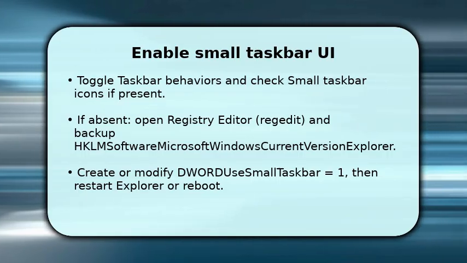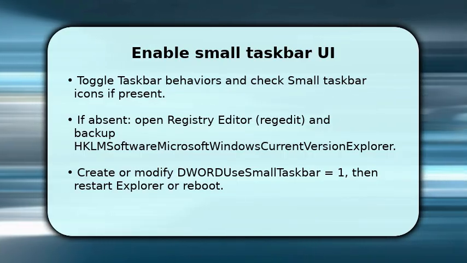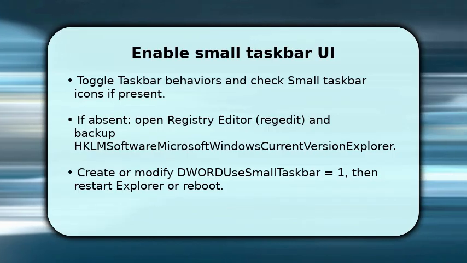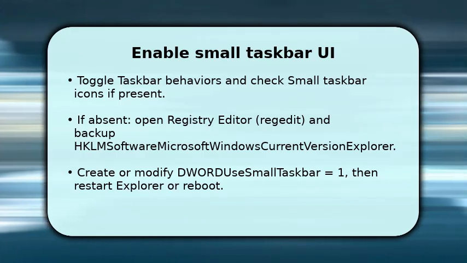If you don't see that toggle, open Regedit and back up the Explorer key for safety. Then create or set the DWORD named UseSmallTaskbar to 1 under HKLM/Software/Microsoft/Windows/CurrentVersion/Explorer. This forces the compact UI. After that, restart Windows Explorer or reboot to apply the change and check spacing and icons.